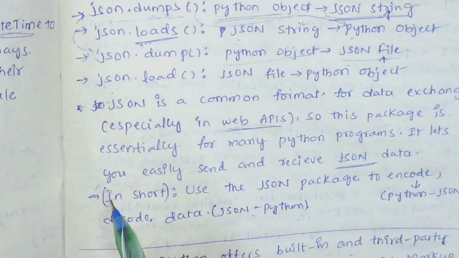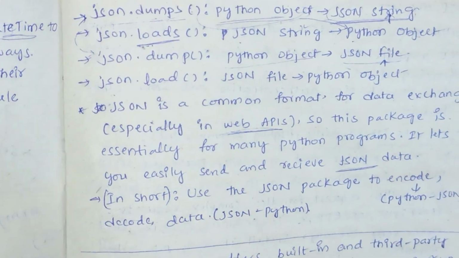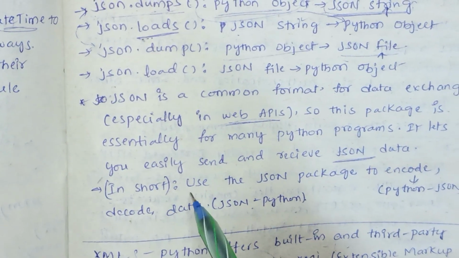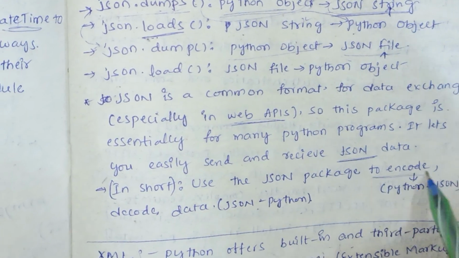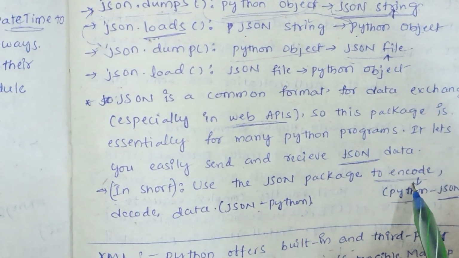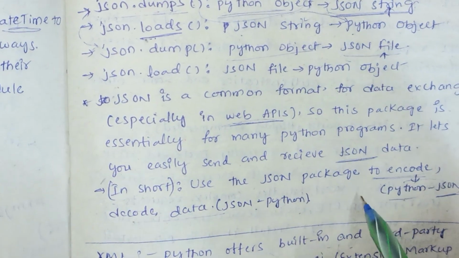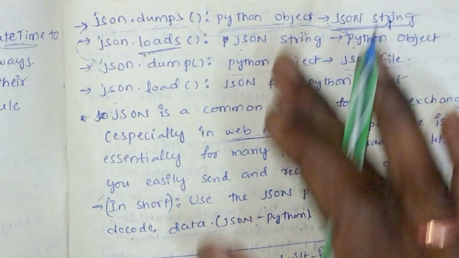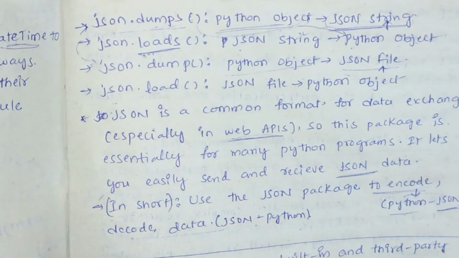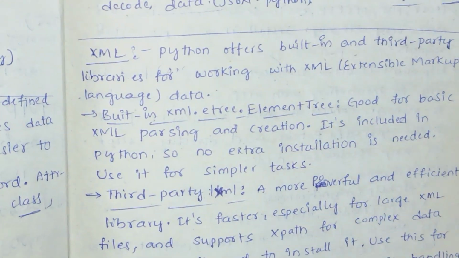Okay, next, what is the main theme of packages of Python JSON summary? We use JSON in Python to encode and decode. Encoding is nothing but conversion of Python to JSON, and decoding is nothing but JSON to Python. That is what these key functions are doing, that process only. Encoding and decoding.